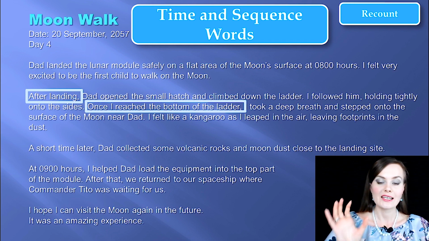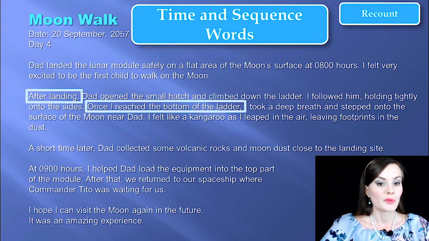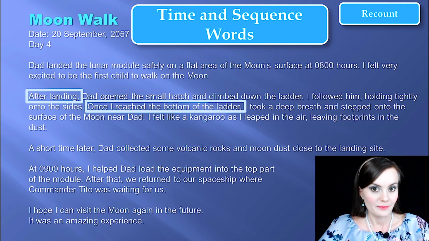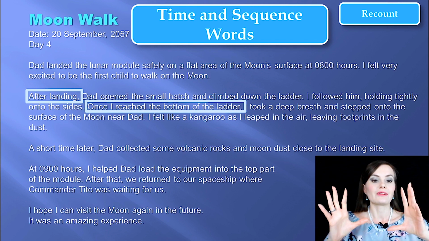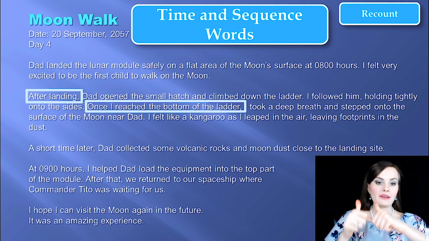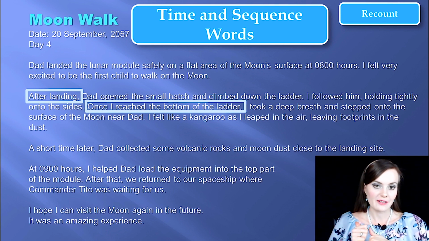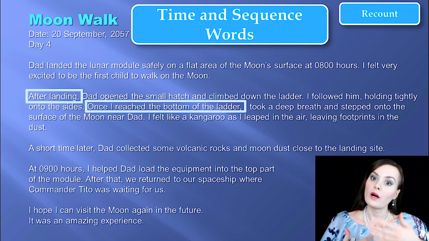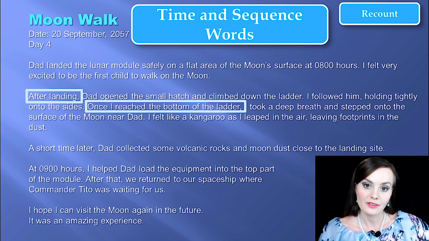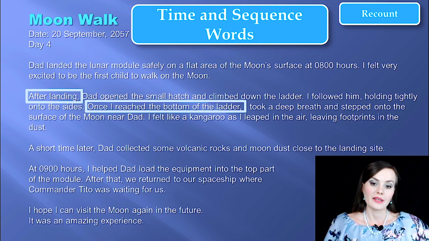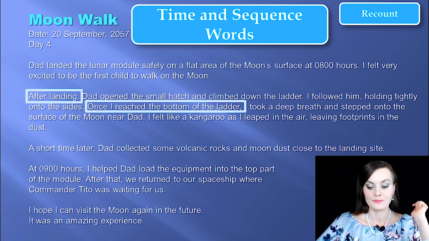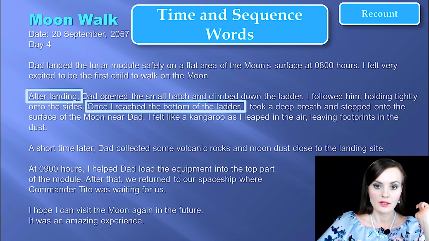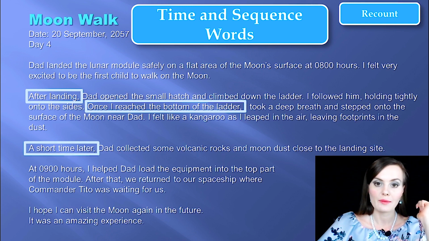The next sequence event part tells us once I reached the bottom of the ladder. So it kind of links us with the previous part, with the previous event. So it tells us once I reached the bottom of the ladder and the boy explains to us what happened after that. Next sequence word, let's find it, or sequence phrase. Here you go. A short time later.